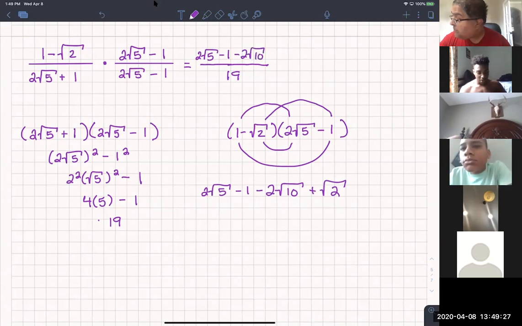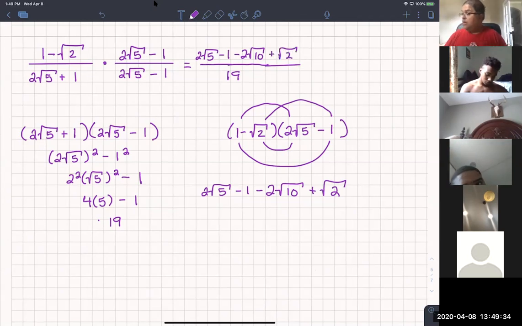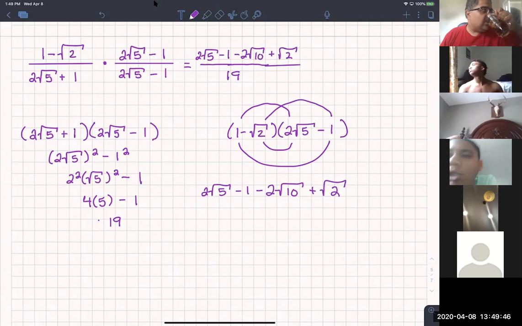Can we turn it into a decimal? No. Okay. All right, any questions? Are we good with this? Can we move on to the next topic? Yes, sir. All right.